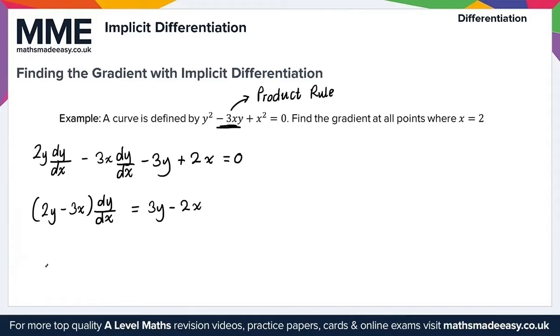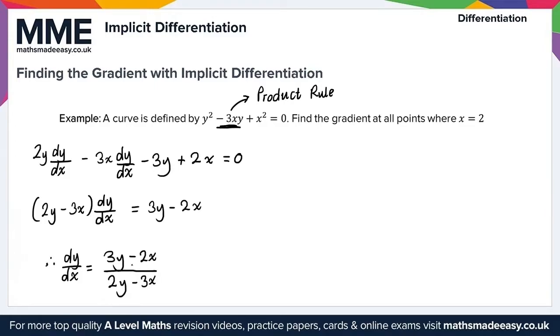So therefore, dy by dx is simply given by dividing the left-hand side and the right-hand side here by 2y minus 3x. So that gives us 3y minus 2x all over 2y minus 3x.